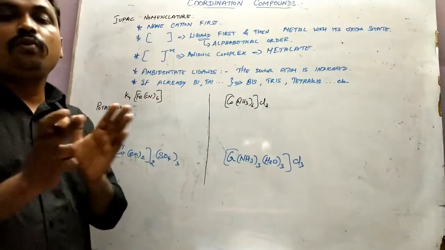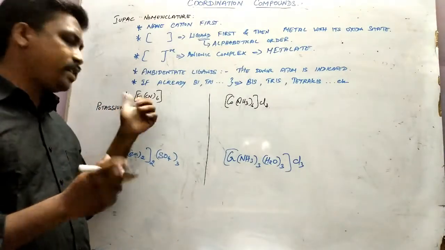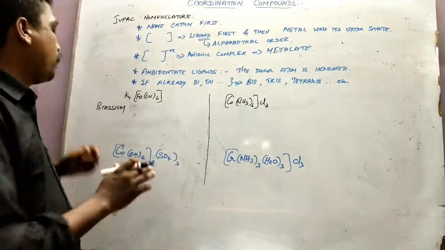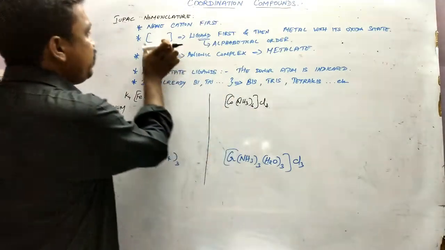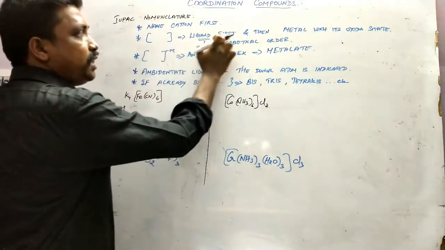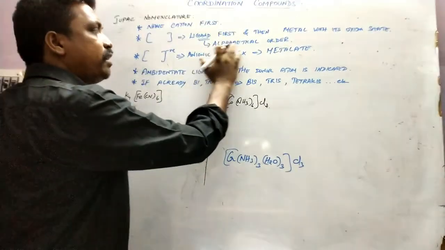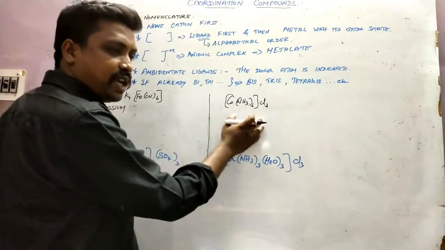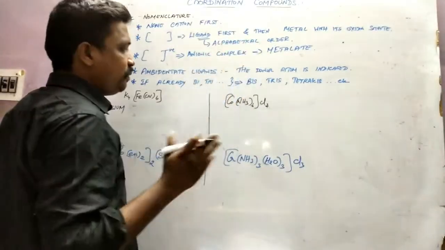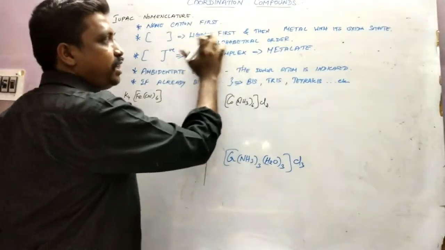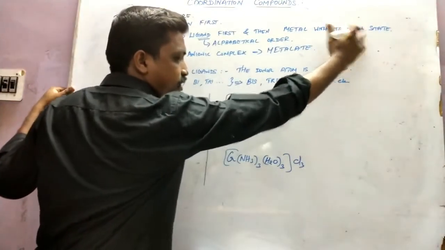Okay, and there is no need to mention how many positive ions or how many central atoms, those things you don't need. So potassium here is the cation. When coming to the square bracket, name the ligands first. If different types of ligands are present, name them in alphabetical order. First name the ligands and then name the metal with its charge, with its oxidation state.